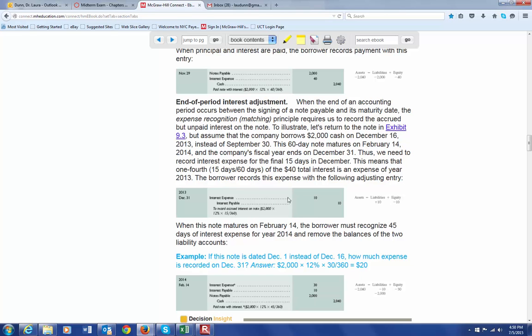You would debit interest expense, but the credit doesn't go to cash because you're not paying it yet. The credit goes to an account called interest payable.